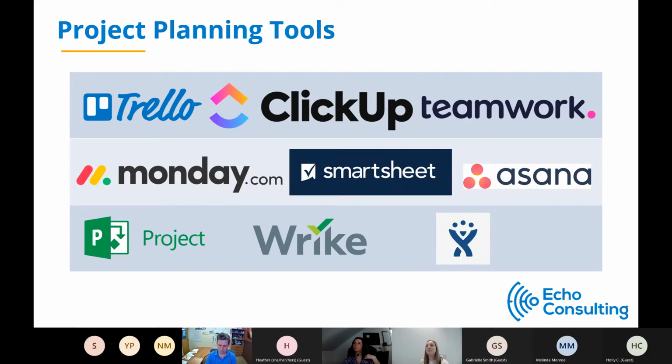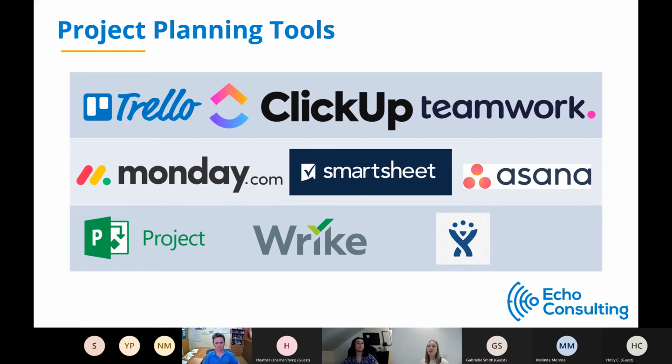So just wanted to cover really high level some project planning tools. There are hundreds of project management tools and solutions out there, but these are a few that we really see out in this space that are pretty common. So this top row here, Trello, ClickUp, and Teamwork, these are kind of your entry level project management tools and solutions. They have some pretty robust and helpful free versions, as well as affordable starter packages. And then we move into some of our more mid-market solutions, Monday.com, Smartsheet, and Asana. These have a little bit more complexity in terms of automations and dependencies built in. So those are really common mid-market solutions.